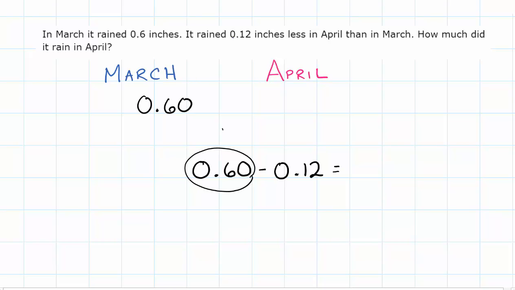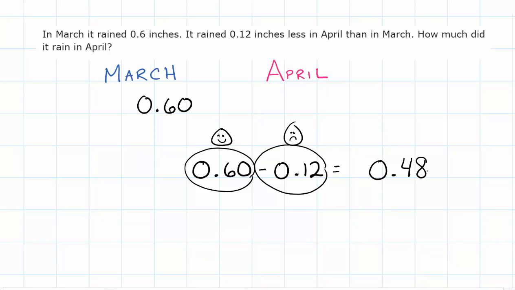Okay, well, what does this look like? 60 is positive. The 60 cents is positive. The 12 cents here, that's negative. And I know that we can cancel some money out. When we do that, we end up with 40 cents and then 8 pennies, and that's going to give us 0.48. That is the amount that it rained in April.